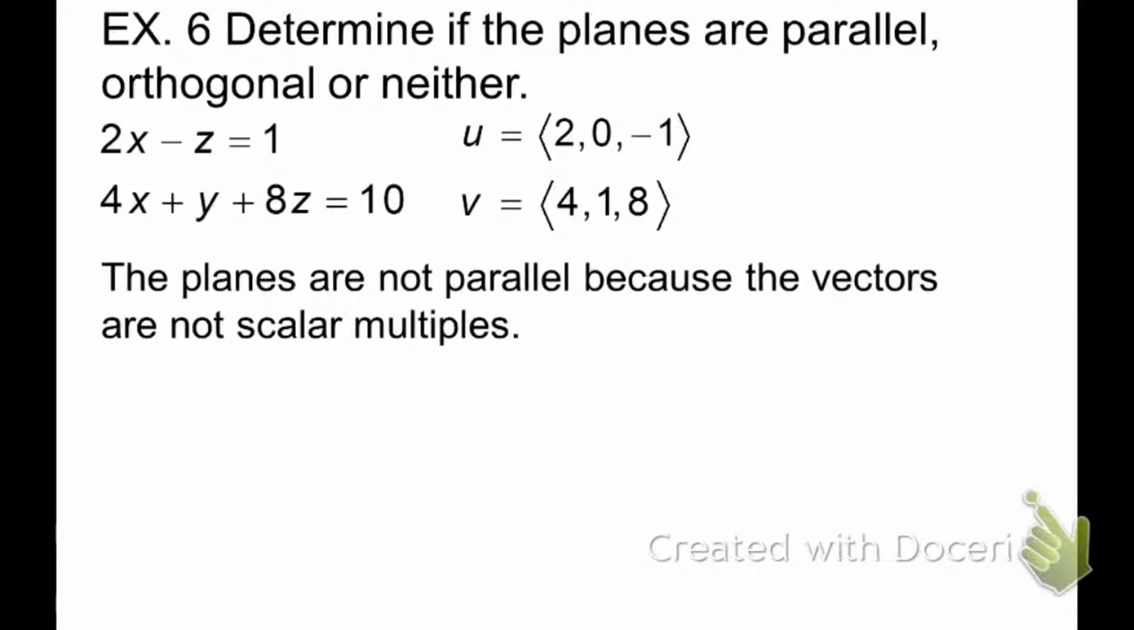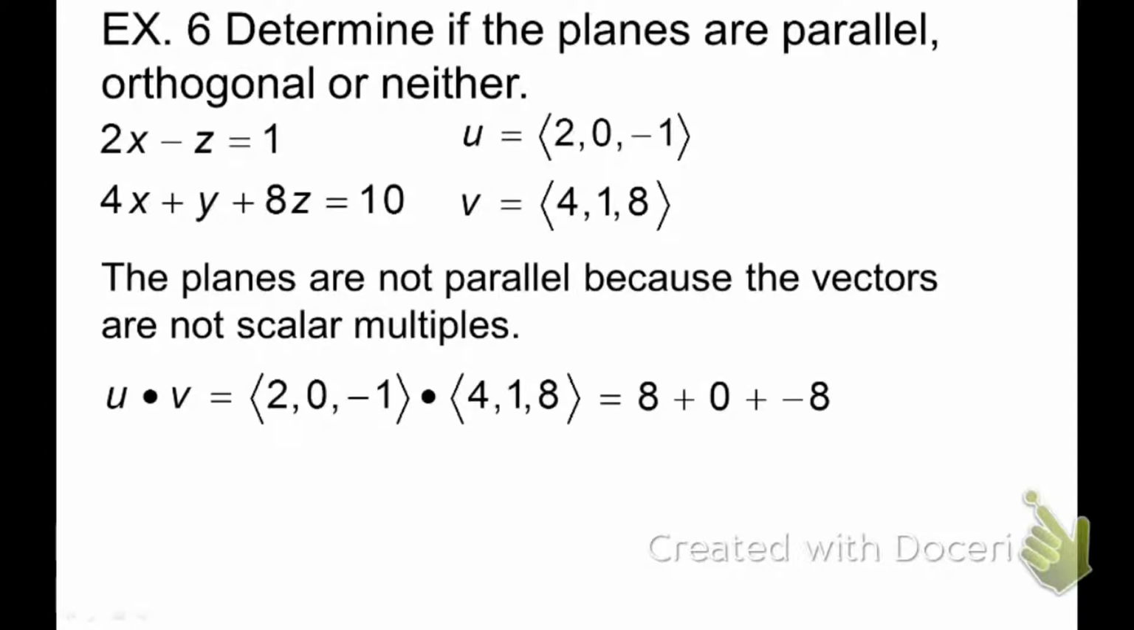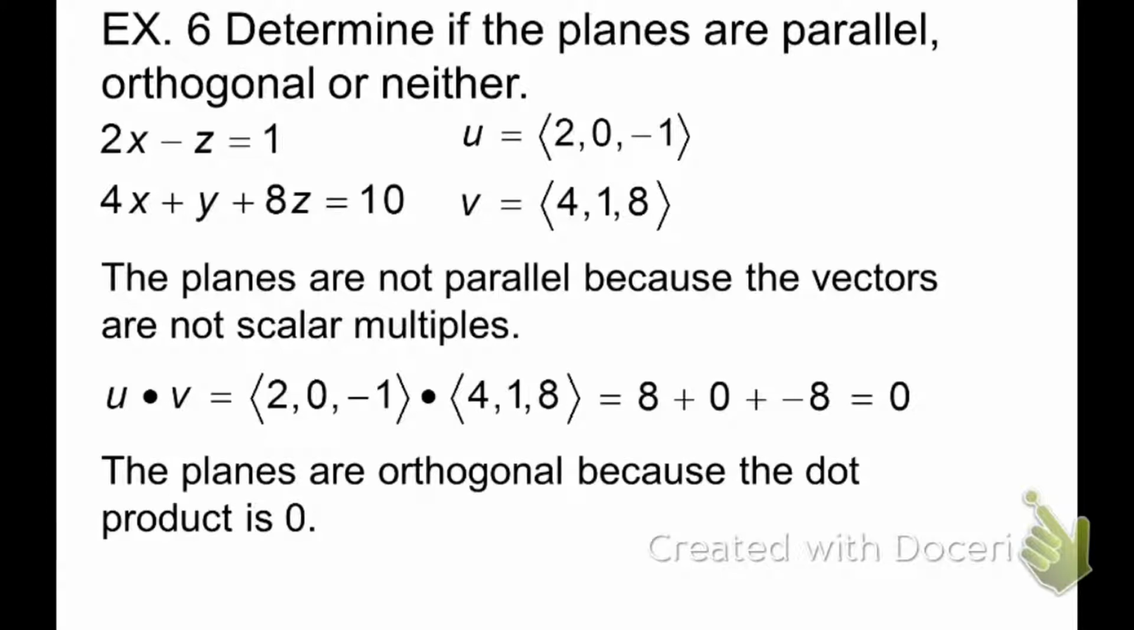So now we're going to see if they are orthogonal to each other. If they are orthogonal, then the dot product will equal 0. So if I do the dot product between these two vectors, I want to see 2 times 4 plus 0 times 1 plus negative 1 times 8. So that's going to give me 8 plus 0 plus negative 8, which does equal 0. So since the dot product is equal to 0, then the planes are orthogonal.